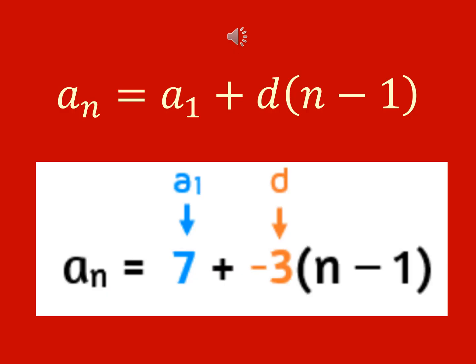We also learned earlier what we called the general term or the formula for an arithmetic sequence, which looked like a_n equals a_1 plus d times (n minus 1). In order to find any term of the sequence, you take the first term and you add whatever the common difference is, one less than the number of the term that you're on.